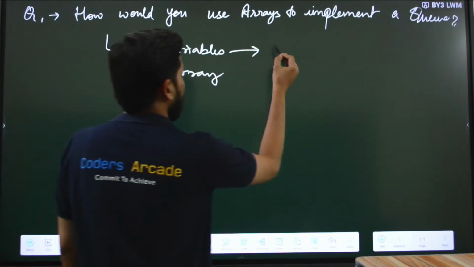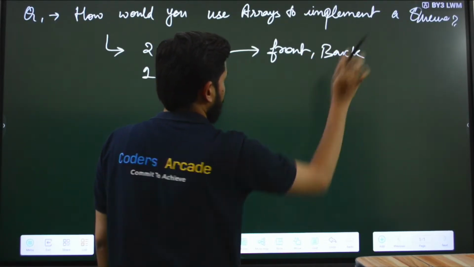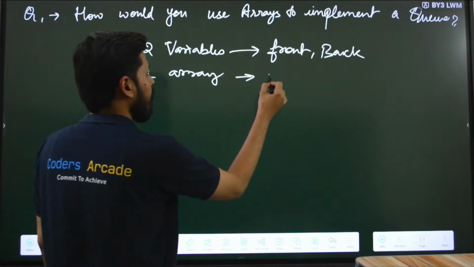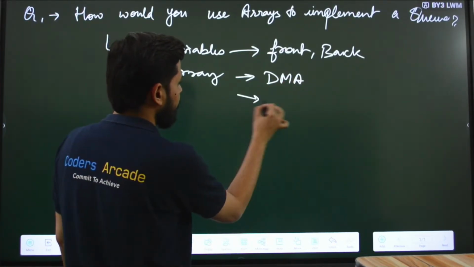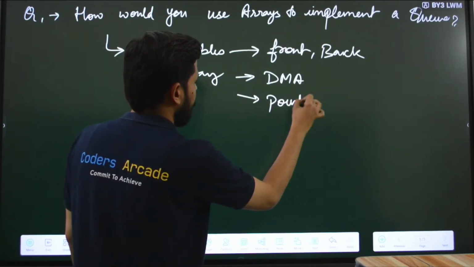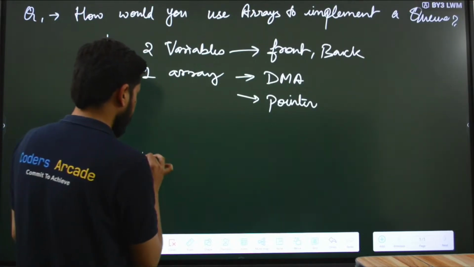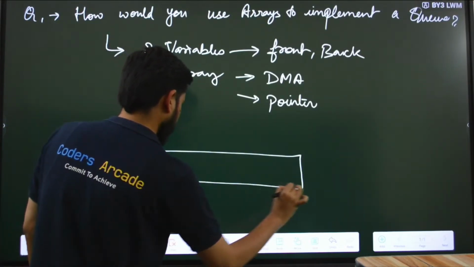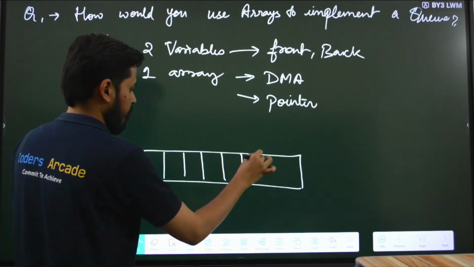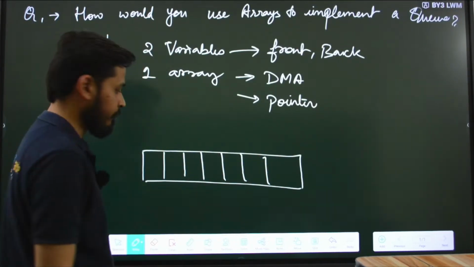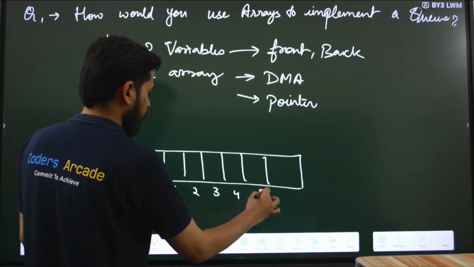Two variables, we will have the concept of front and back, and one array where we will apply DMA and dynamically allocate the memory. It will be a pointer. You got my point? So our array will look like this. Let us say this is our array. There we go, we have created it, and this is zero-based indexing. Of course, an array has zero-based indexing.